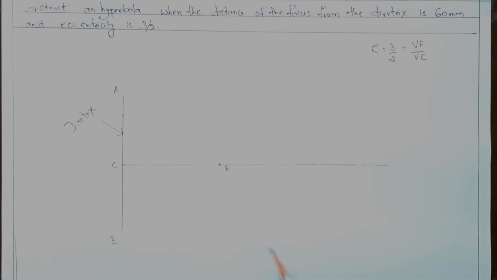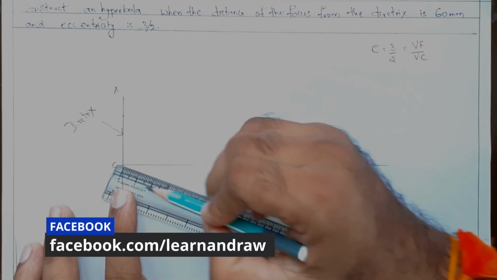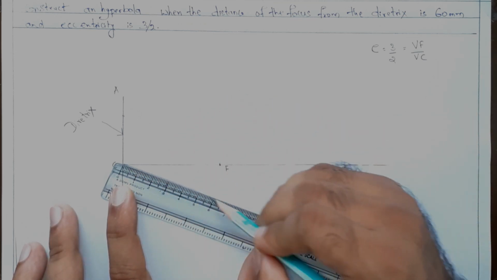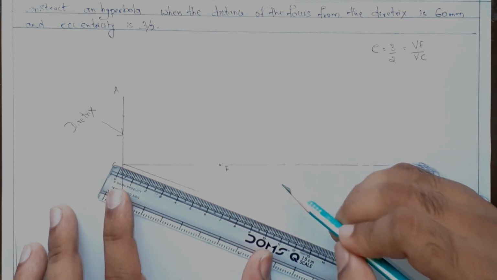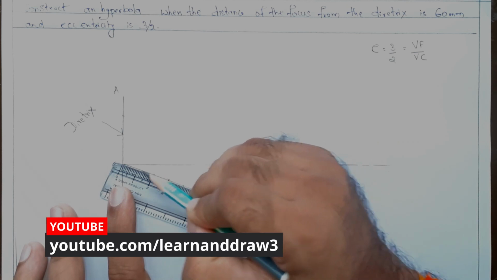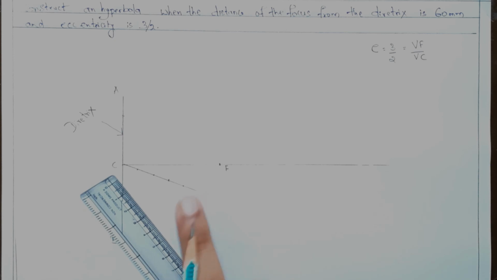Since the length here is 60 mm, dividing into 5 parts will be difficult. So, let us divide this by another method. Let us draw a random line of length equal to 50 mm. Let us divide this line into 5 equal parts. 1, 2, 3, 4 and this is 5. Now, let us join this line with the focus.